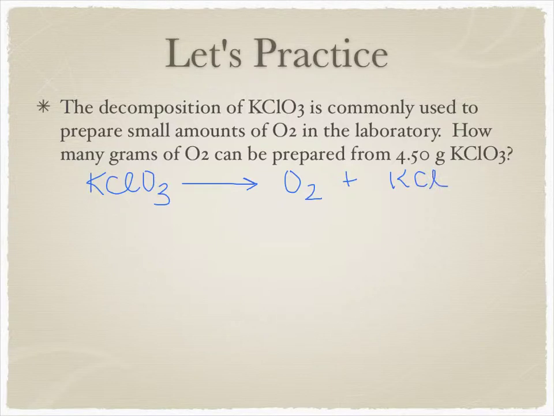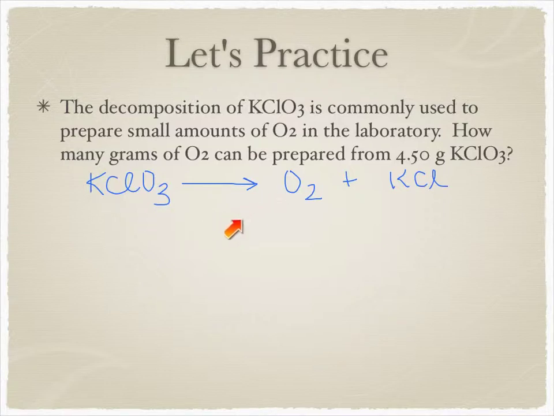Okay, now what do we need to do? Well, now we need to balance the thing, yes? So remember that we're going to do metals first, and then nonmetals, and then oxygen finally, because oxygen is always the problem. As it is here as well. Potassium, 1 on each side, chlorine, 1 on each side, those are good. Now we've got 3 oxygens on the left, and 2 oxygens on the right.